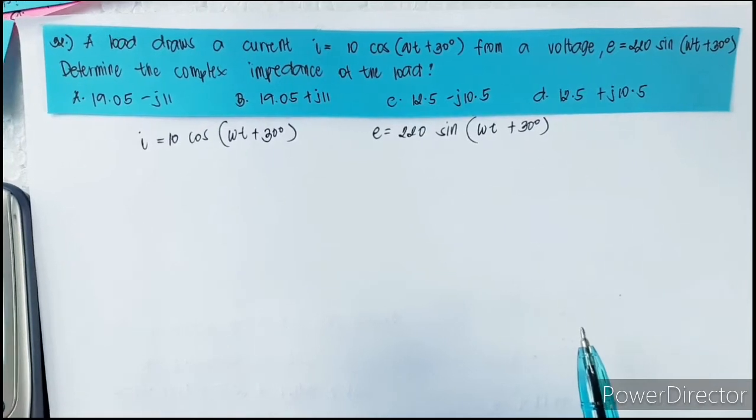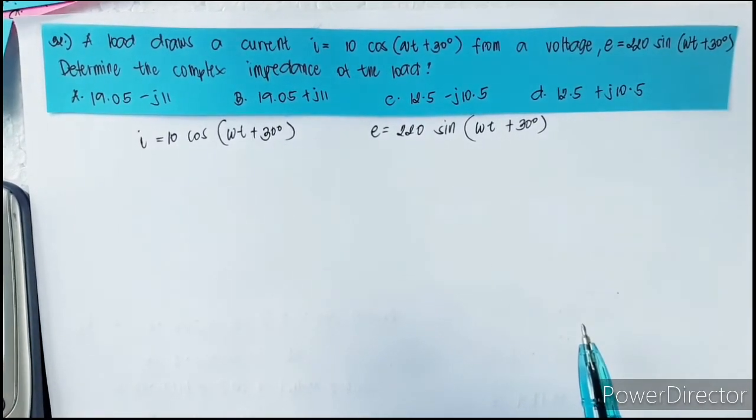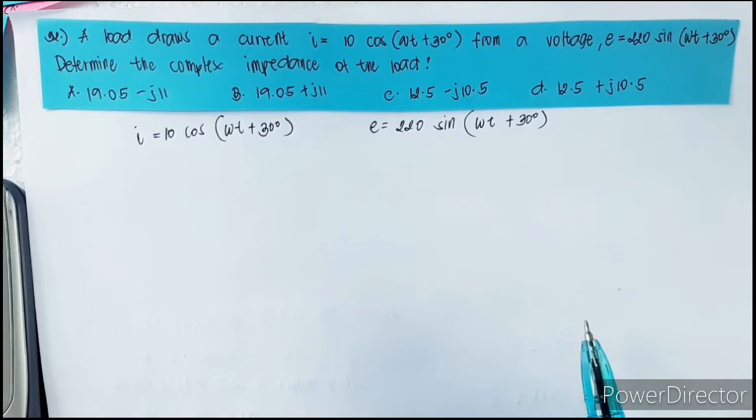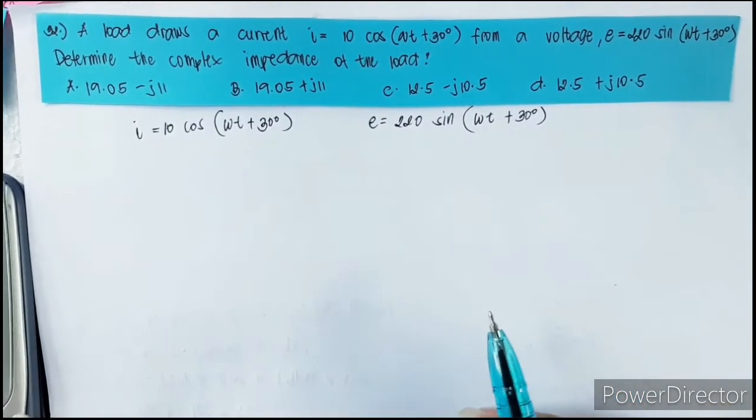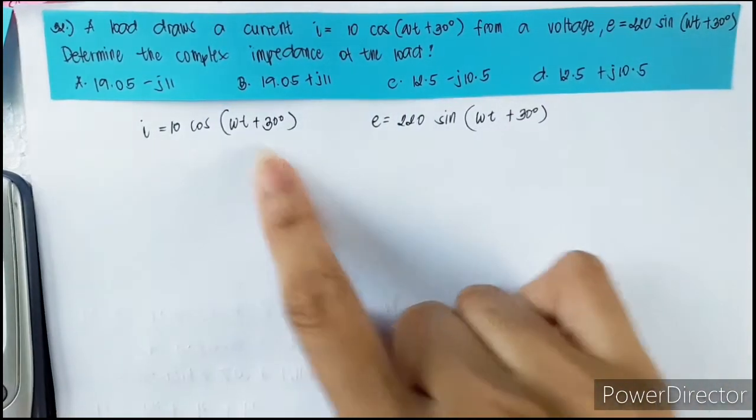The problem shows a current I equal to 10 cosine omega t plus 30 degrees from a voltage E equal to 220 sine omega t plus 30 degrees. Determine the complex impedance of the load. So that is our given.